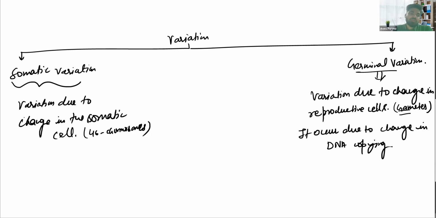So variation due to change in somatic cells: somatic cells have 46 chromosomes, and gametes have only 23 chromosomes. Germinal variation is in the reproductive cells that participate in reproduction. Because lung cells do not participate in reproduction, it does not mean a person living at higher altitudes will always have kids with broader lungs. These are changes he did not acquire from his parents; he acquired them after birth. So we call these somatic variations.